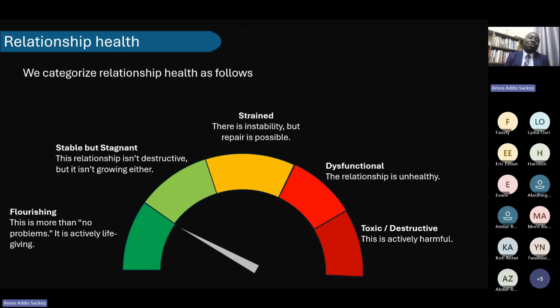Okay, so relationships can be flourishing, and you can see the green is shaded very green, flourishing, where the relationship is moving on smoothly. The parties involved in the relationship are contributing to the success of everyone in that relationship. It's not just stable, but it's thriving.